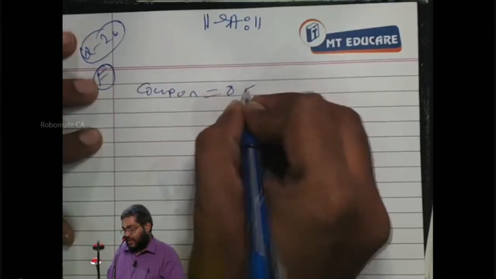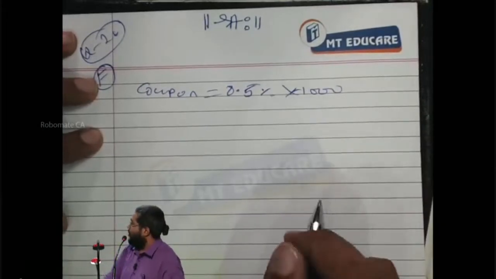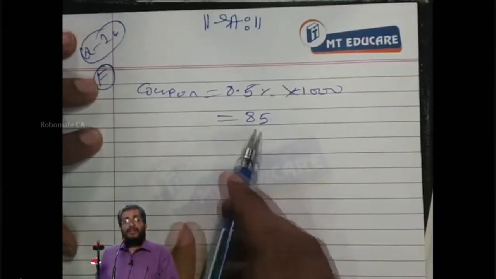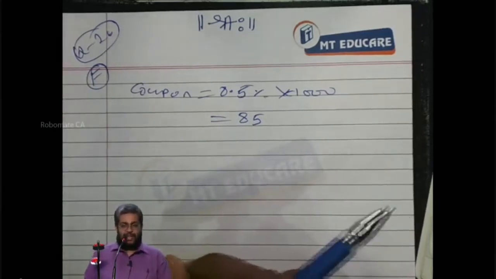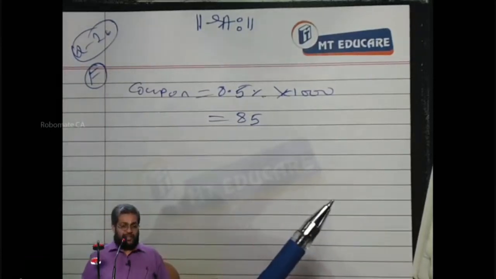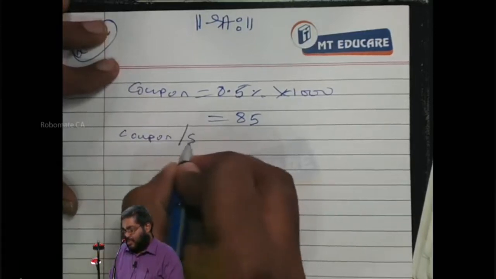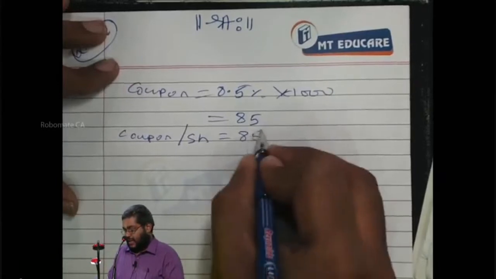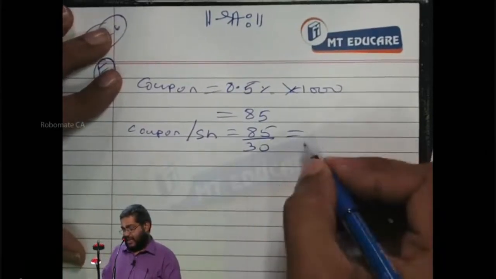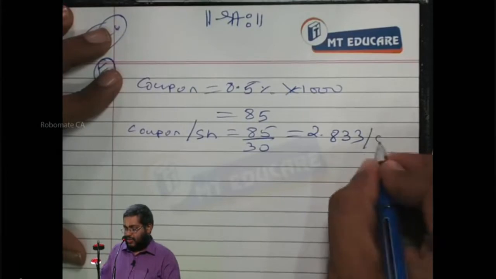Coupon is equal to 8.5% into 1000. Tell me how much rupees is coupon? Coupon is rupees 85. When I buy a convertible bond paying 900 rupees, I will get how much coupon? 85 rupees. This 85 rupees is a coupon received for 30 shares, because every convertible bond has how many shares? 30 shares. So I can find coupon per share. Coupon per share is 85 divided by 30. What is 85 divided by 30? Tell me the number. 2.833.